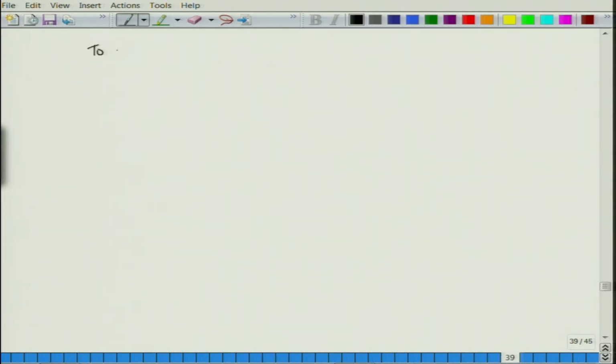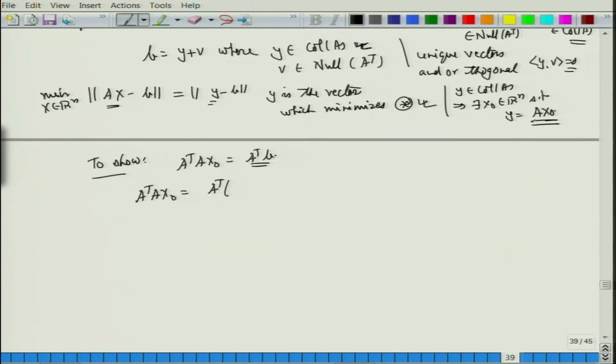To show A transpose Ax naught is equal to A transpose B. So, let us do that part. So, let us look at what is A transpose Ax naught. A transpose of Ax naught, we just saw it was, alright, Ax naught is y.